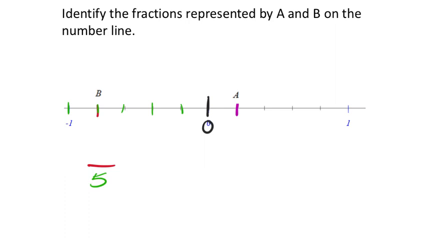Okay, so B though, which again we're doing in red, how many fifths is it? That's 1, 2, 3, 4, but it's not 4. It's -4. Now, I put the negative there. Again, some students like it right there. It doesn't matter. It's the same thing. But that right there is B.